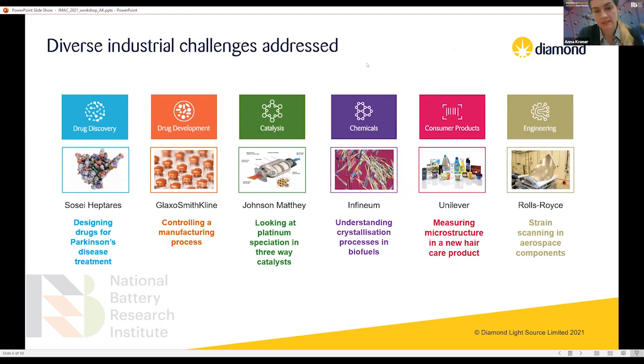Infineum, this is the oil-based company, were trying to understand the crystallization process in biofuels. Unilever, the consumer product company, was looking at the microstructure of shampoo. And Rolls-Royce was studying the stress strain impact on the fan blade. I will talk more about some of these examples later in my presentation.